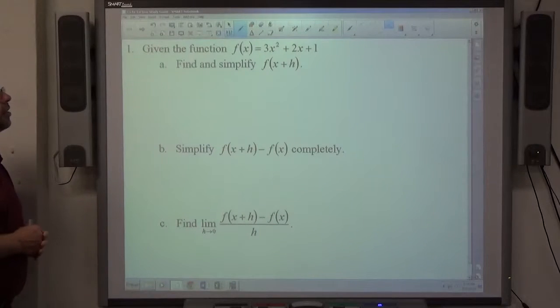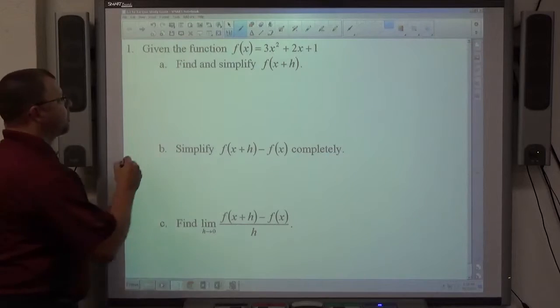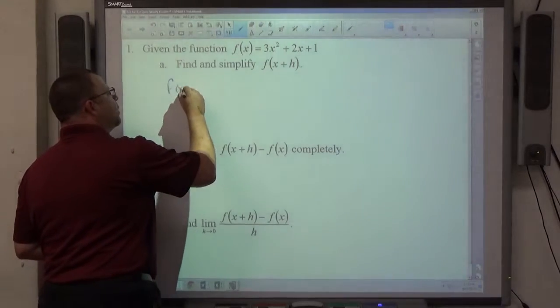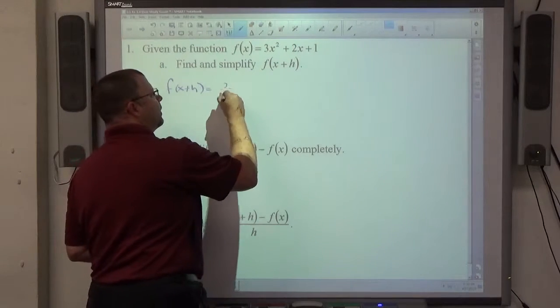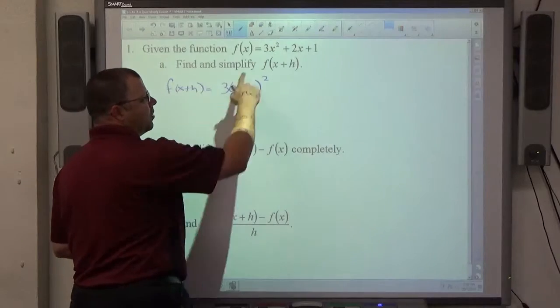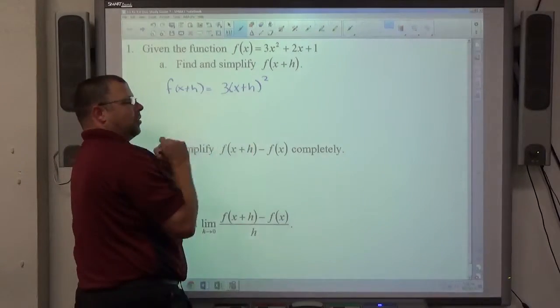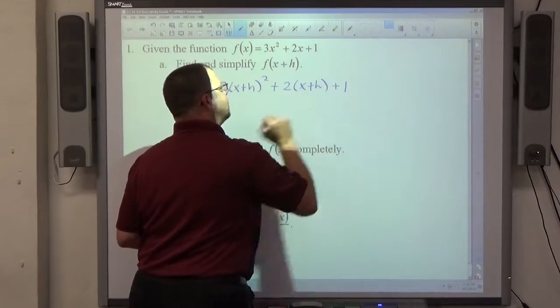Given the function f of x equals 3x squared plus 2x plus 1, find and simplify f of x plus h. So f of x plus h is simply going to be f of x with all the x's changed to x plus h's. Make sure whatever happens to x happens to x plus h. So x is squared, now x plus h in parentheses is squared. 2 times x is 2 times x plus h, plus 1.